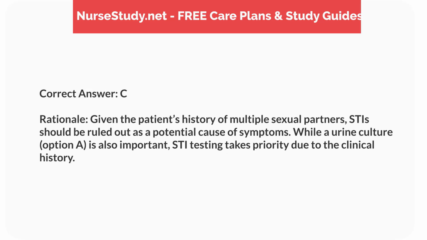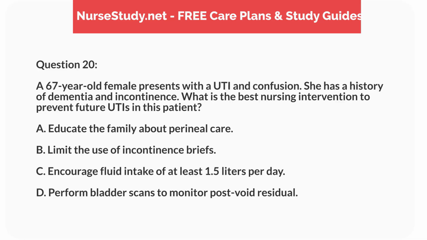Correct answer, C. Rationale: given the patient's history of multiple sexual partners, STIs should be ruled out as a potential cause of symptoms. While a urine culture, option A, is also important, STI testing takes priority due to the clinical history.